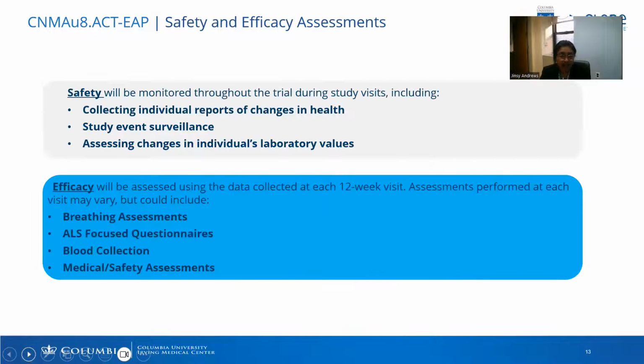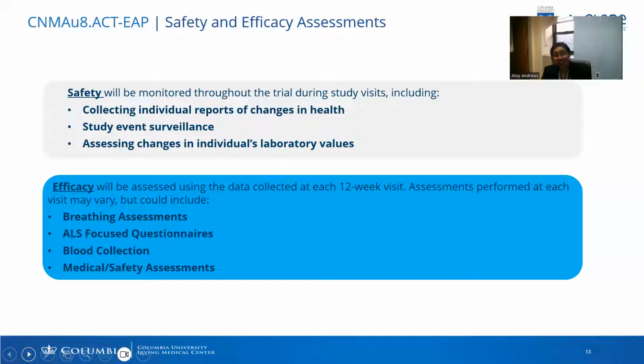So if you can go to the next slide, safety is one of the biggest things that will be measured in this particular NIH-funded expanded access program with CNM-AU8. We'll be collecting individual reports of changes of health and obviously study event surveillance, meaning like, was there a hospitalization? Was there a side effect? And are there any abnormalities in the lab values?